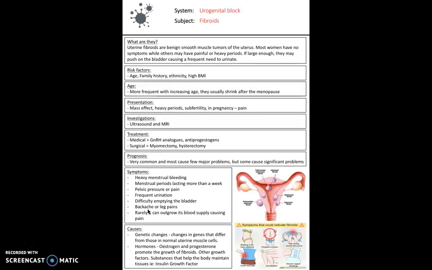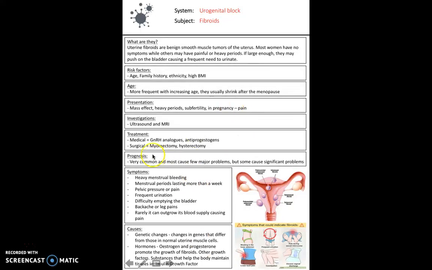Fibroids are the last thing we were taught about, so these are non-cancerous growths that develop in or around the womb. The growths are made up of muscle and fibrous tissue and they vary in size. This diagram here is particularly useful for understanding where the fibroids can be. Essentially, fibroids are more frequent with increasing age and they usually do shrink after the menopause, and this is due to the fact that they're linked to hormones. So estrogen and progesterone promote the growth of fibroids, so it makes sense because after the menopause you have a decrease in the levels of estrogen and progesterone and therefore a decrease in size of the fibroids.